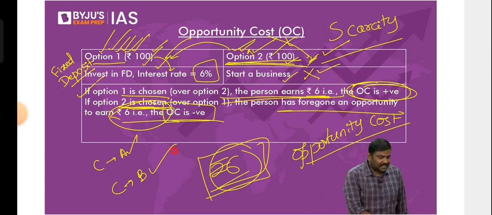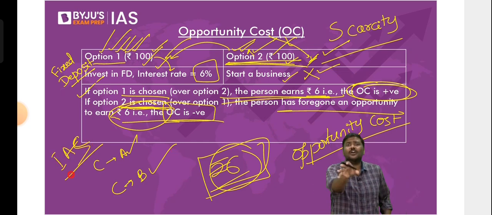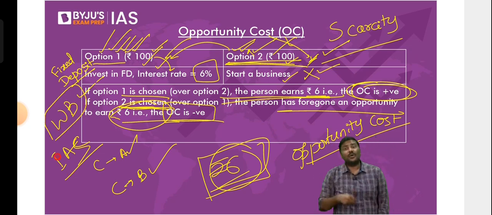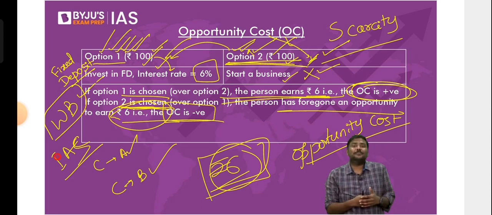I'll give you another example. You're selected in UPSC and you are given an option of becoming an IAS officer. At the same point of time, you are a very good economist and you have received a job offer from the World Bank. Not any bank in India, World Bank, mind you. Can you do both? Not possible. You'll have to choose one over the other.